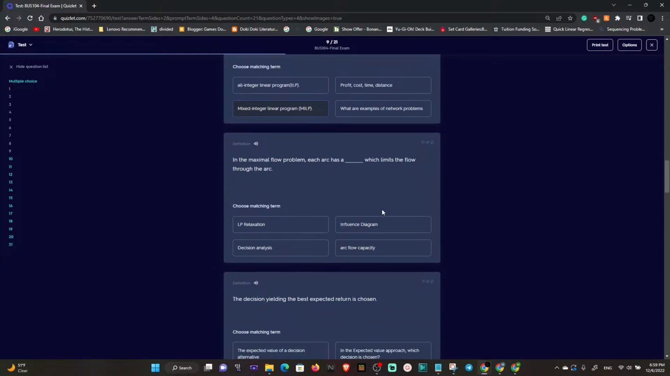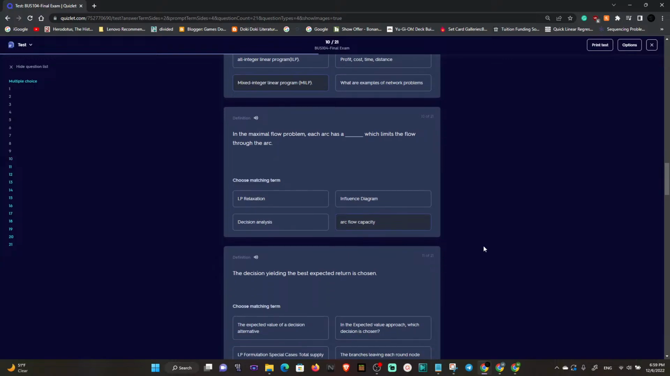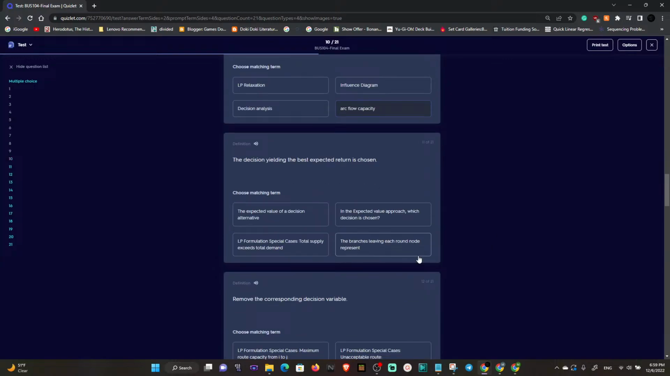Maximal flow problem. Each arc has an arc flow capacity. Decision yielding the best expected return is chosen. That's the expected value approach.